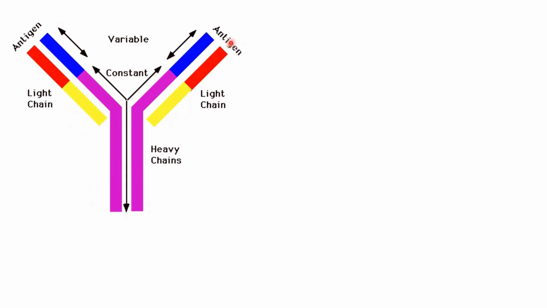For example, if a bacterium is coming and its specific opsonin is attached to it, this antibody will be specific for that opsonin only, for that bacterial opsonin only. It is not going to bind if there is any other virus or any other fungi. So this part is specific for the pathogen, or you can say specific for the antigen.